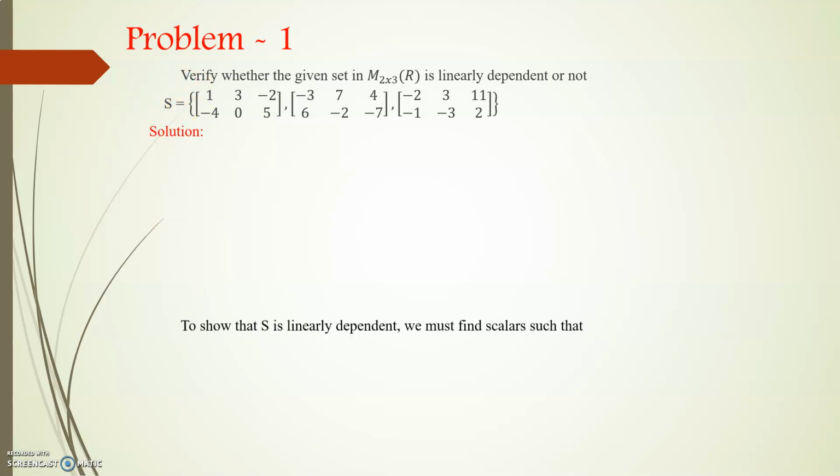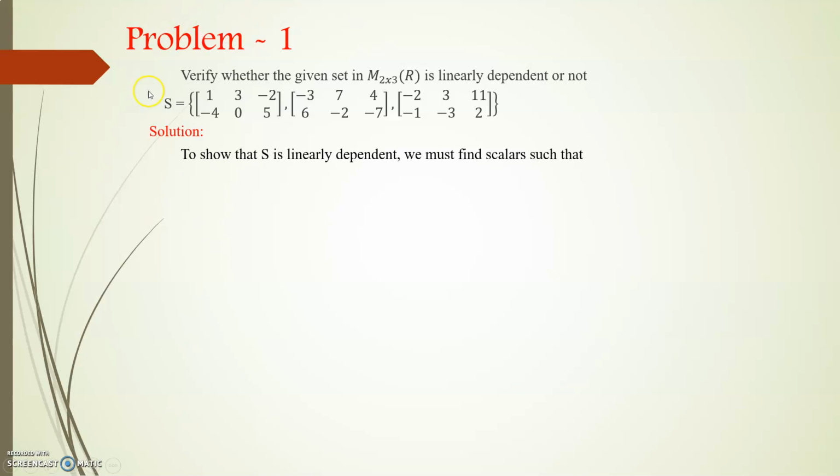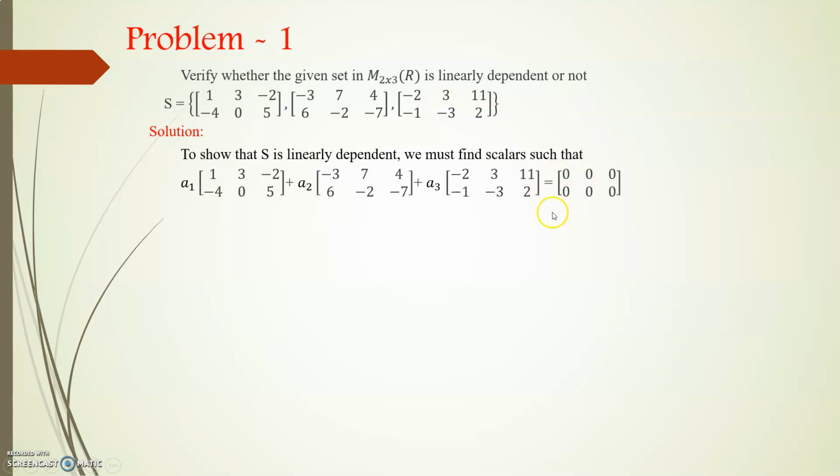Solution. To show that S is linearly dependent, we must find the scalars such that, using the linear combination we saw previously, we write a scalar multiplying one vector plus another scalar multiplying another vector plus another scalar multiplying another vector equal to 0. All the elements must be 0.